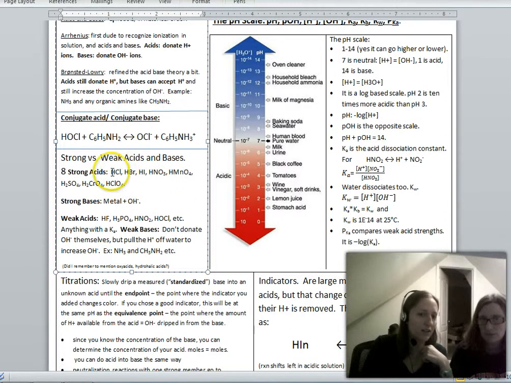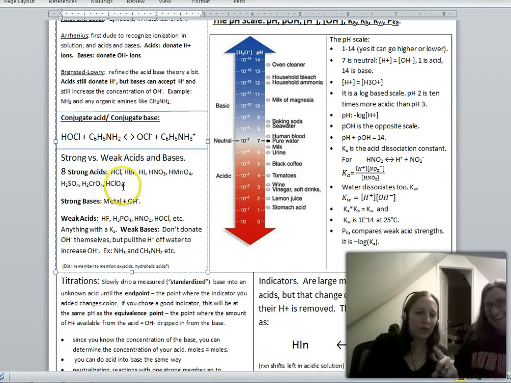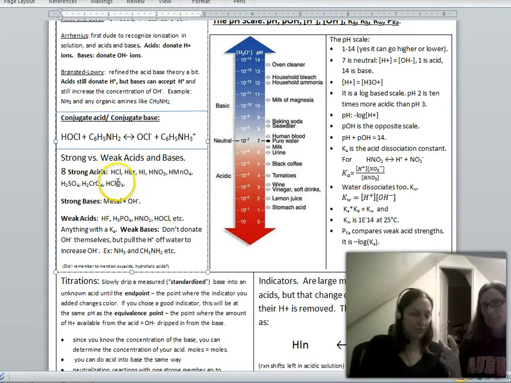100% of the chlorines of the chlorides separate from the H pluses, 100% of the bromines separate from the H pluses, 100% of the iodines and the nitrates and the permanganates and the sulfates. Actually, we'll get back to them. These are slightly different. And the perchlorates separate from their H plus ions.